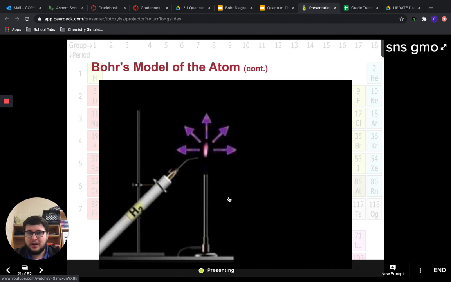It's like a minute long. I would watch this because it shows how hydrogen gas responds when you put it in a flame like this.